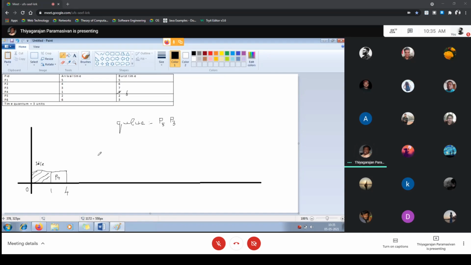Tell me the fourth point. Read the fourth point. If the current job under execution is not finished, add the job at the end of the queue. Exactly. Check whether P4 has completed its job. No, sir. So we have to add it at the end of the queue. The current job has not finished its execution.